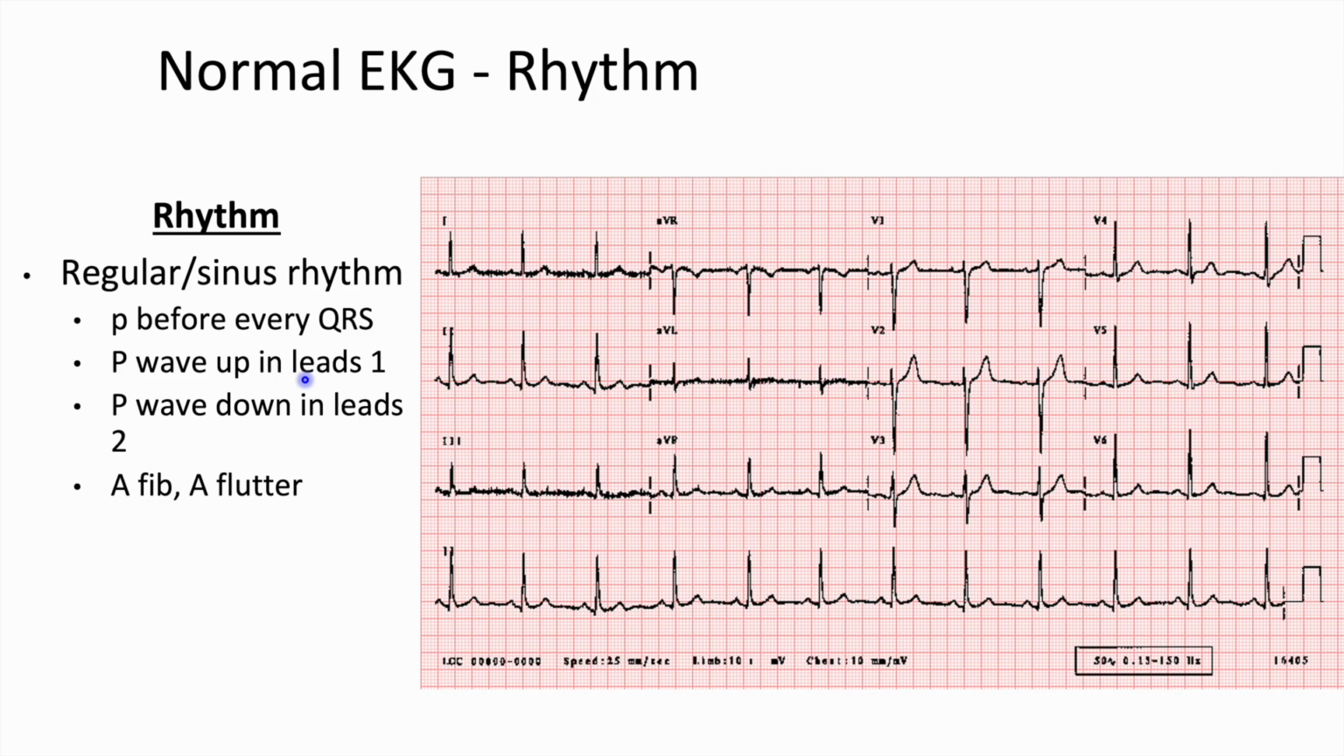Some other rhythms that you're going to want to look at, we'll go through later. You can have atrial fibrillation, atrial flutter. And so when you're describing this for rhythm, you can say irregularly irregular, for example, for atrial fibrillation.